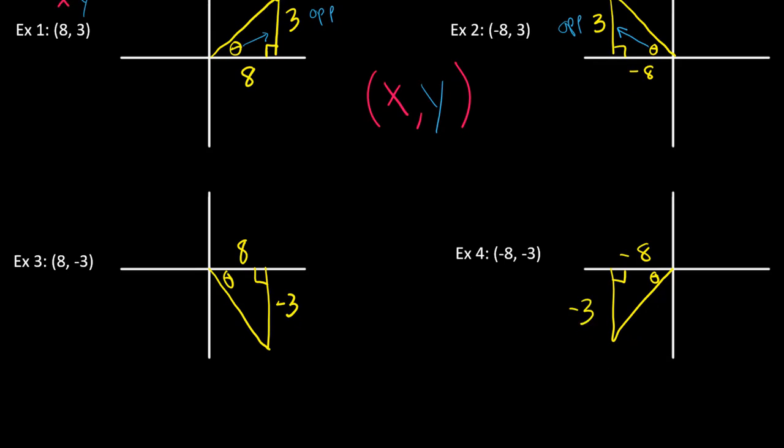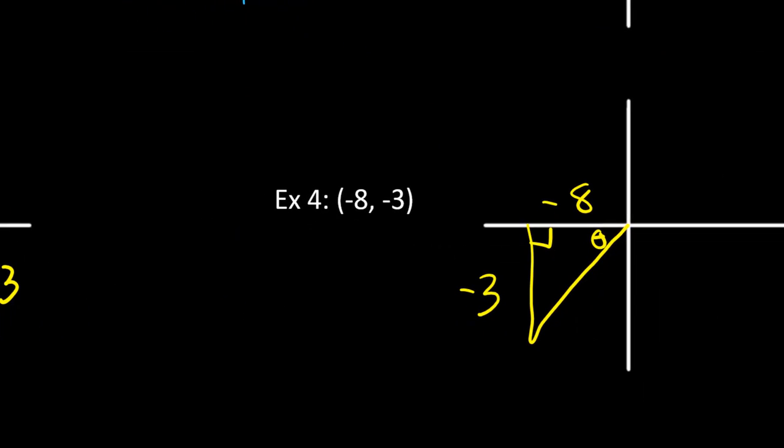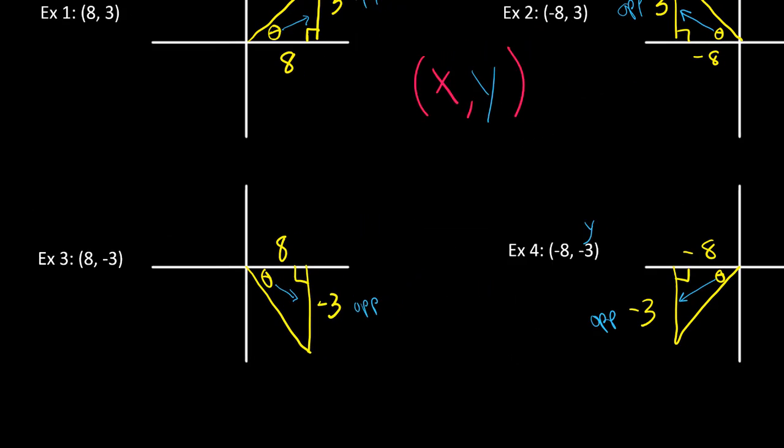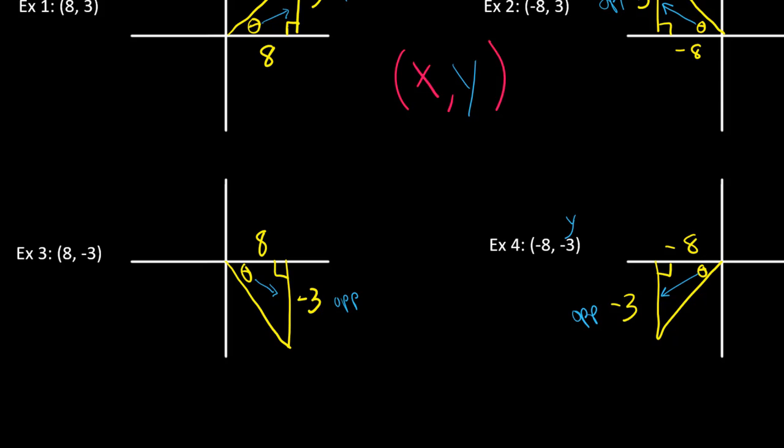If I go down to example 4, let's zoom in here a little bit. The opposite side here is going to be -3. Again, -3 is your Y coordinate, and your Y coordinate is your opposite. Lastly, let's take a look at example 3. Your Y coordinate here, opposite theta, is going to be -3. Your Y coordinate, your opposite side, is always the Y coordinate. Always, always, always.